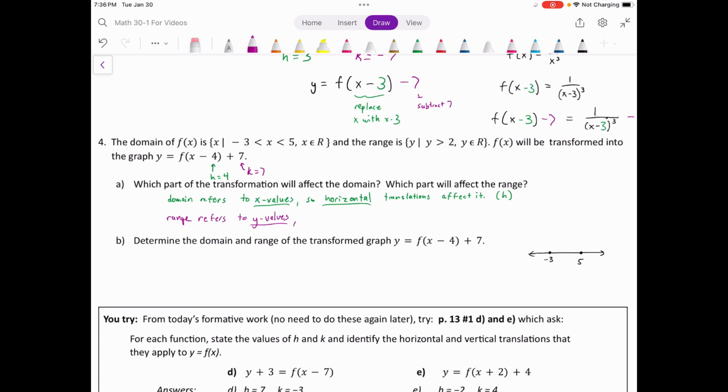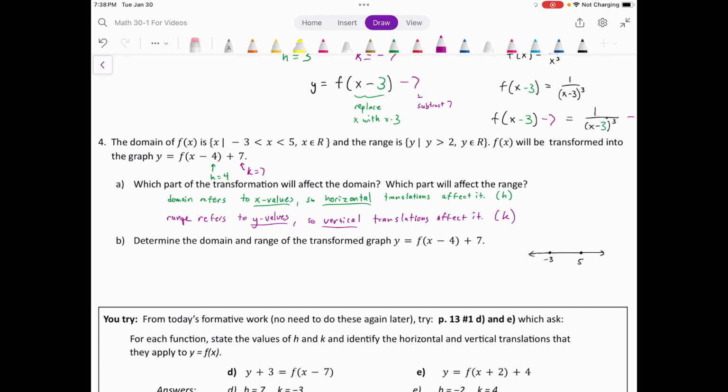Range refers to y values. What's going to change the y values that the graph passes through? Well, only sliding it up or down, right? If y used to be greater than 2, sliding it up 1 would mean y needed to be greater than 3. We shifted the whole thing up by 1. Or sliding it up 2 would mean that y needed to be greater than 4. So vertical is going to mess with the y stuff, the range. So vertical translations affect it. That's going to come from k.